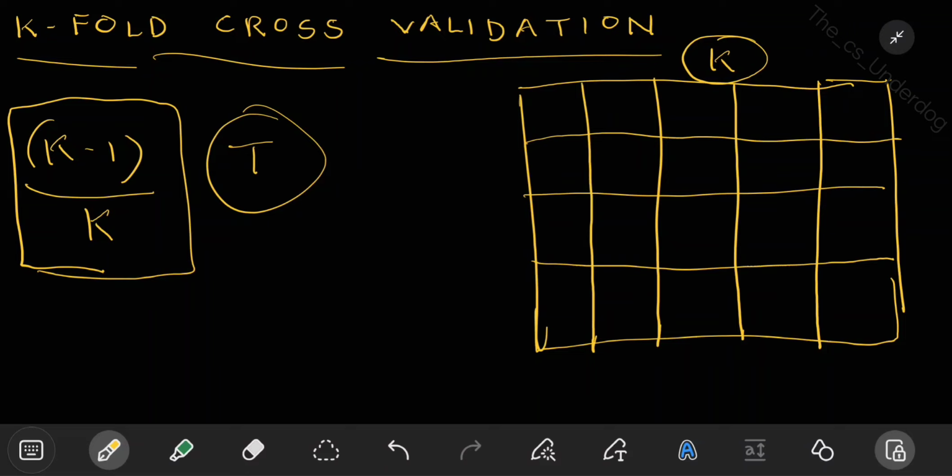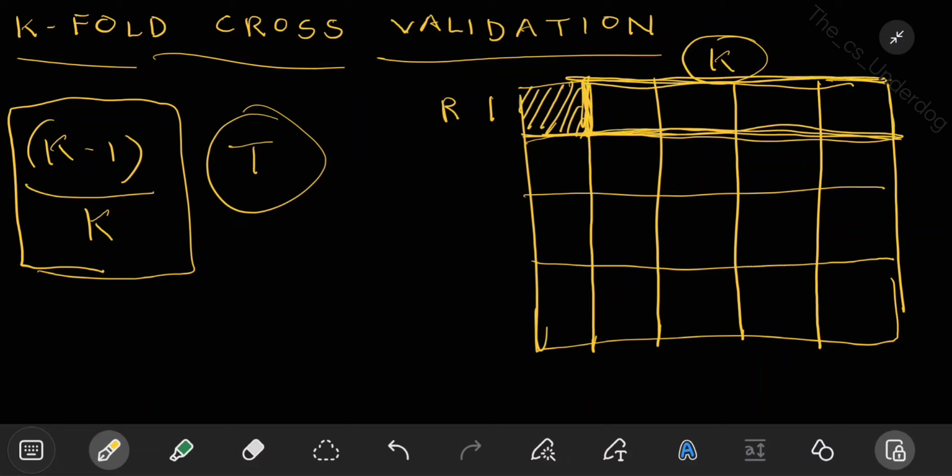What I will do is in the first run, the top row, I take the first portion and keep it for validation, and all the remaining parts I use for training. This is during my first run. When I'm running the training the first time on the model, I train the model using this complete remaining part. Only the k minus 1 parts I use for training and the remaining one I use for validation.